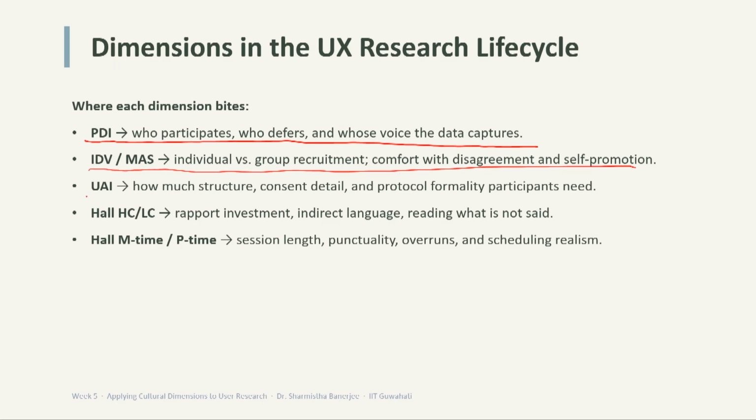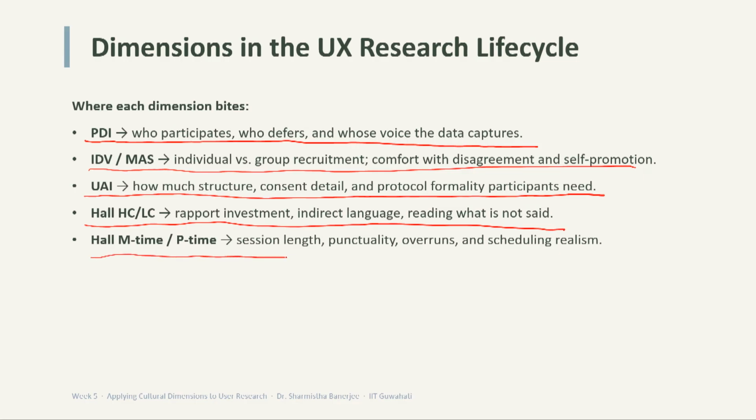When it is about uncertainty avoidance, you have to see how much structure, consent, detail, and protocol formality participants need. Coming to Hall's high context, low context, you have to look at rapport investment, indirect language, reading what is not said. Hall's monochronic or polychronic time: session length, punctuality, overruns, and scheduling realism is determined by them.